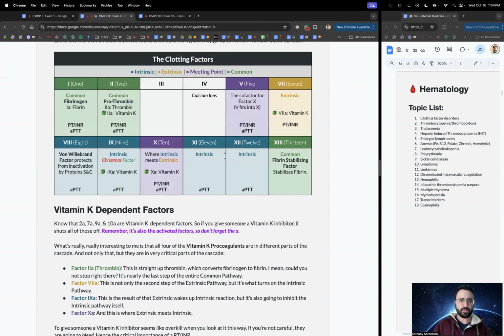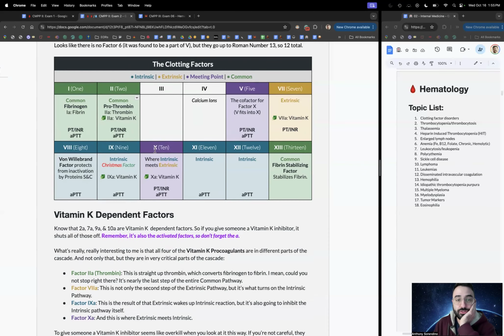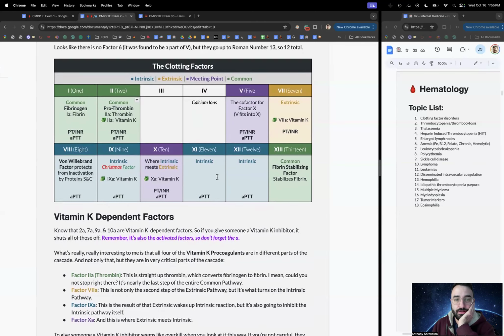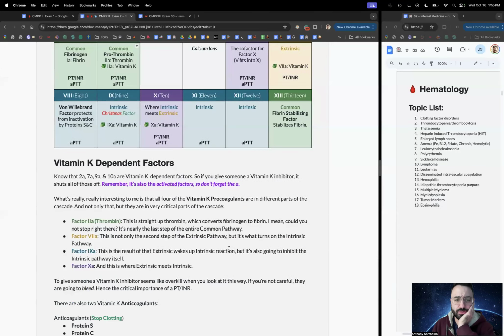Okay. The other thing too here that's always asked about is what does vitamin K inhibit, right? Vitamin K is going to reverse warfarin. So vitamin K thickens your blood, like spinach, leafy greens thicken your blood. So it's 2, 7, 9, and 10, and then S and C, which actually stop clots. So vitamin K is involved in all of those. I think we go over that.